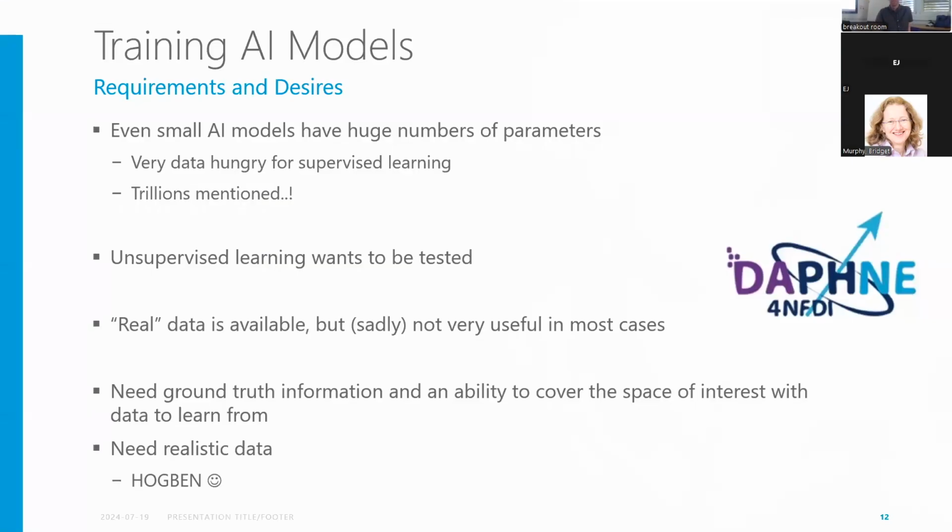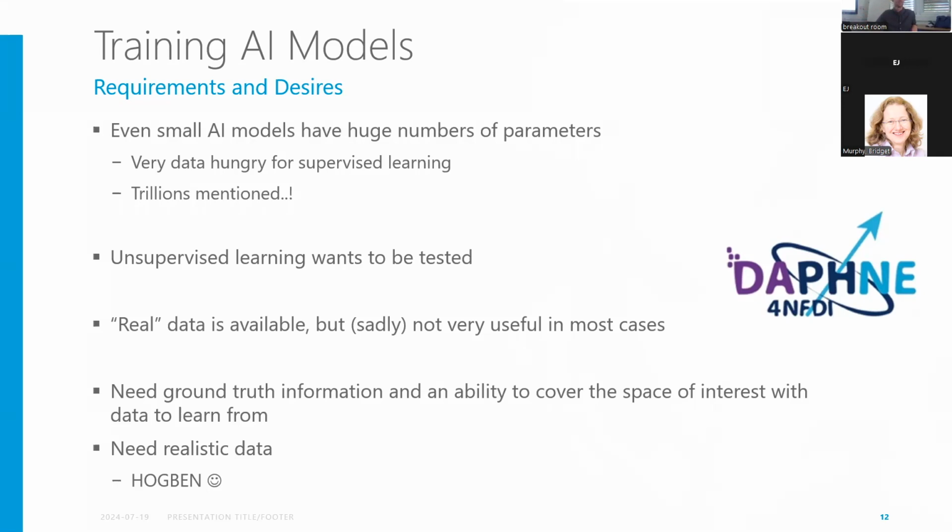Well, I think most AI models, even small ones, have huge numbers of parameters to be trained, and I can't remember in which talk it was, but someone was mentioning even trillions of data sets for training things, which is pretty ridiculous. That's for traditional supervised learning, where you input the data with some known parameters and then you train your model. There are other techniques called unsupervised learning, where you don't require as much data, but you still want to test them and benchmark these things with a known ground truth.